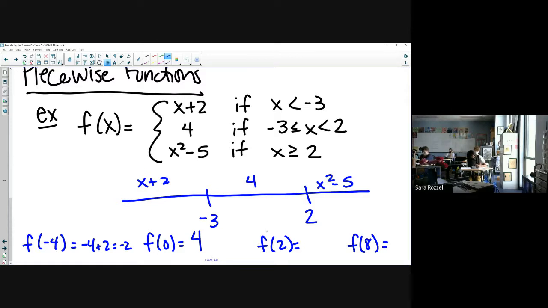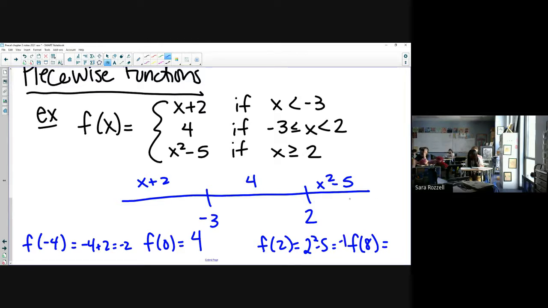All right. Well, what about f of 2? Are you going to use the first, second, or third? The third one because it has the equal to with the 2. Okay? As your numbers where it splits, you have to find the one that has the 2. I'm going to plug that in. 2 squared minus 5, and that equals -1.